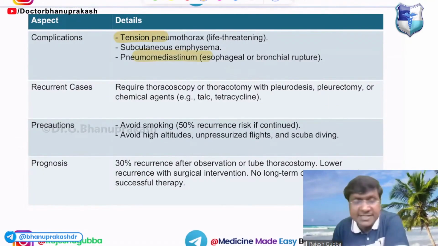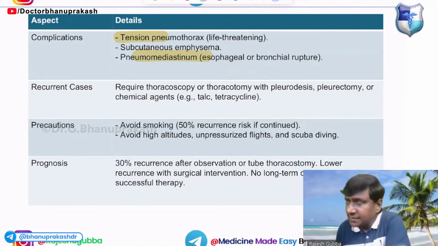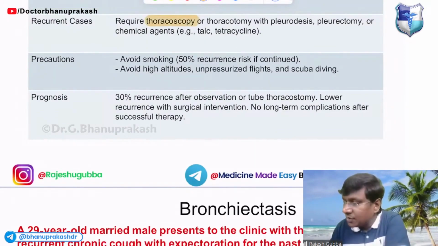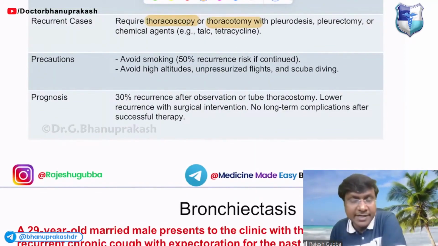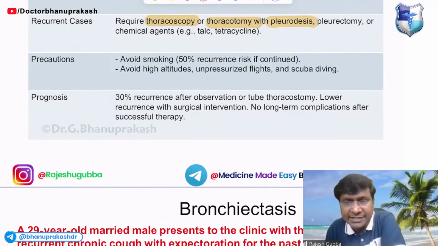And there can be pneumomediastinum. Whenever there is esophageal or bronchial rupture, that can result in the development of pneumomediastinum, right? Then in recurrent cases, you require thoracoscopy or thoracotomy, right? In recurrent cases, you need to do pleurodesis. What is this pleurodesis? You will obliterate the pleura with the help of a sclerosing agent.